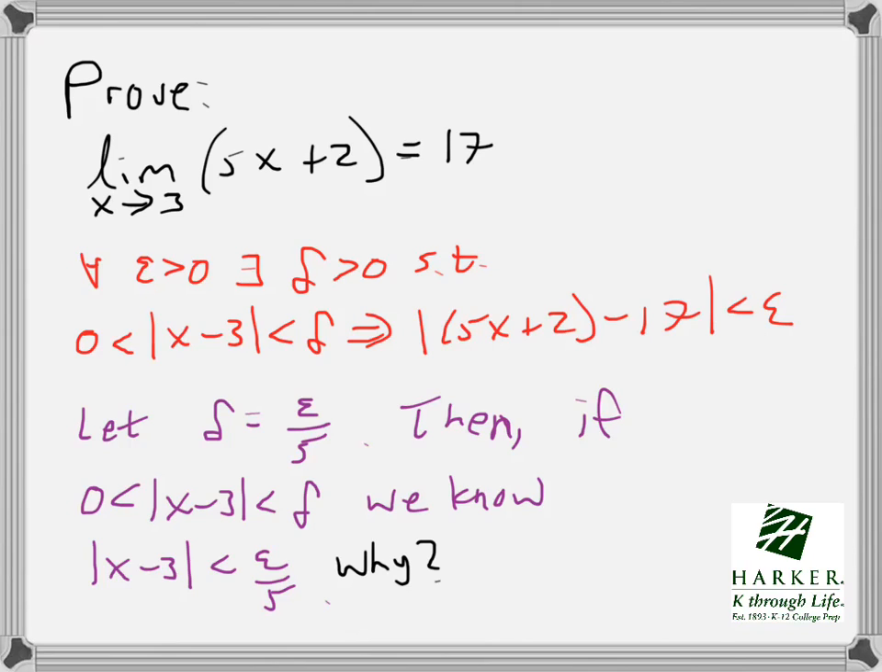Okay, so we're going to let delta equal epsilon over 5. Now, don't worry about where that came from. I just made it up. Then, if the absolute value of x minus 3 is between 0 and delta, we know that the absolute value of x minus 3 is less than epsilon over 5. Now, why is that? Think about that for a second, then I'm going to tell you. The reason is because delta and epsilon over 5 are the same thing. Therefore, I can replace delta with epsilon over 5.